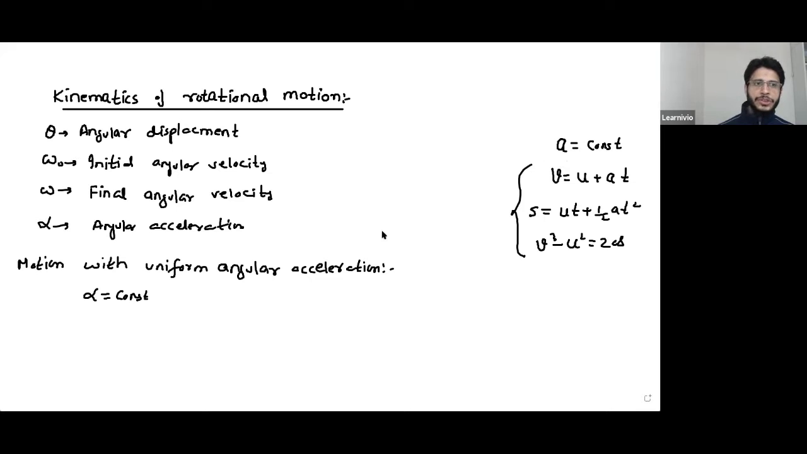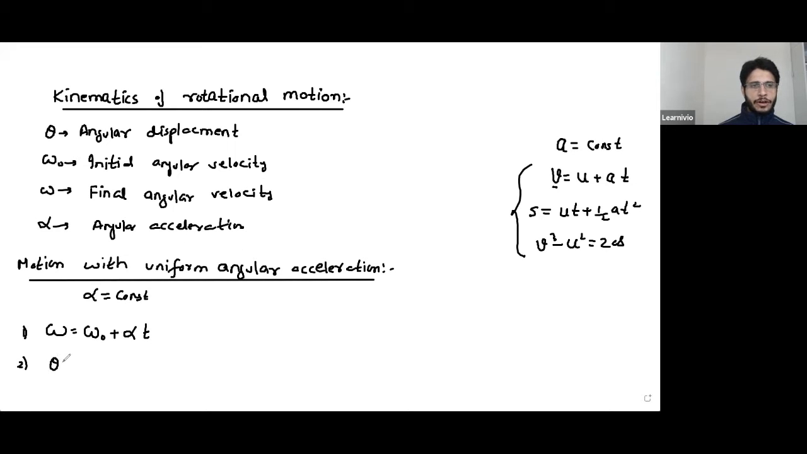Just corresponding to these equations, we can derive equations for motion with uniform angular acceleration. We are just taking an analog. Instead of v, I'm using omega. Instead of u, I'm using omega naught. Instead of a, I will use alpha, and time is time. So this is the first equation. The method to derive is the same. The way we derived these three equations, we can derive similar equations with uniform angular acceleration. Or you can write theta as omega naught t plus half alpha t square.